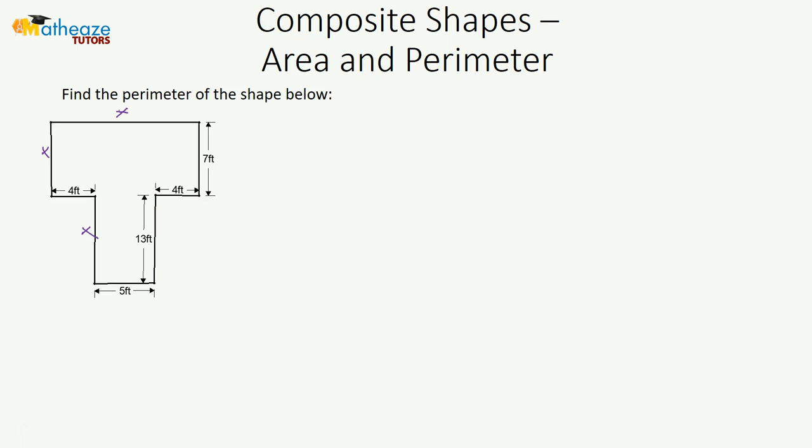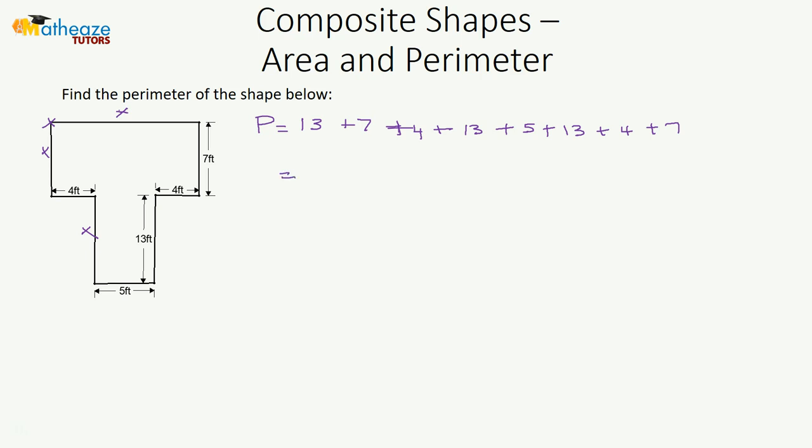So I always like to use a starting point. So I'm going to call this my starting point over here. So the perimeter is going to be, so this length here is going to be 4 plus 4 plus 5, which is going to be 13. Plus, now we have 7 here. Plus, we have 4 over here. And then plus, we have 13. Plus 5 plus 13 plus 4 plus 7.